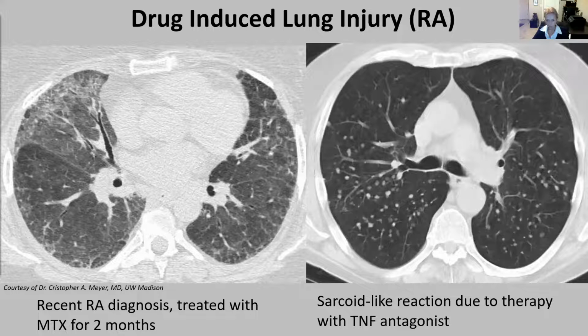Another thing that we have to be careful about is drug-induced lung injury. Classically, methotrexate was responsible for lung injury in patients with rheumatoid arthritis. In these patients, we see reticular and ground glass opacities that developed after initiation of therapy. Now we have much more common issues related to drug-induced lung injury due to introduction of newer therapies. For example, in patients with TNF antagonist therapy, we can see nodularity, sarcoid-like reaction related to therapy.